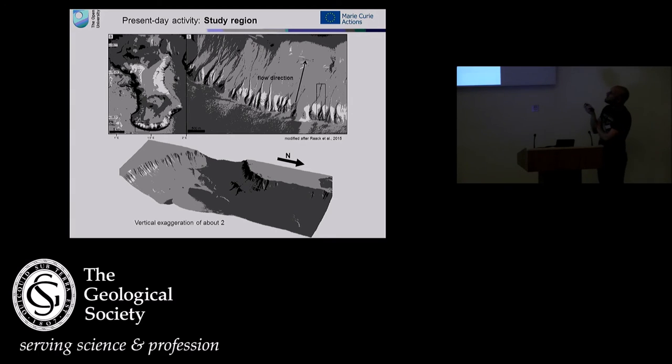But only in one gully on this side here, we have activity in the last Martian years. What is first very obvious is that all the gullies look the same. They have the same dimensions, the same sizes, also the same orientations. You can see this also here on the 3D image. But why do we have activity only in this gully?